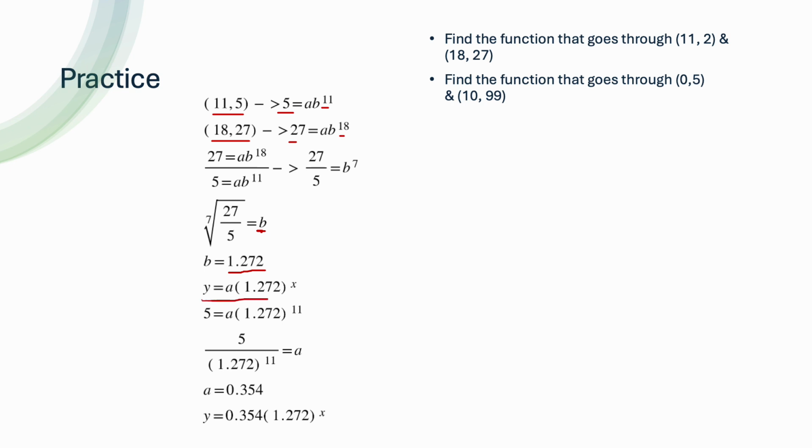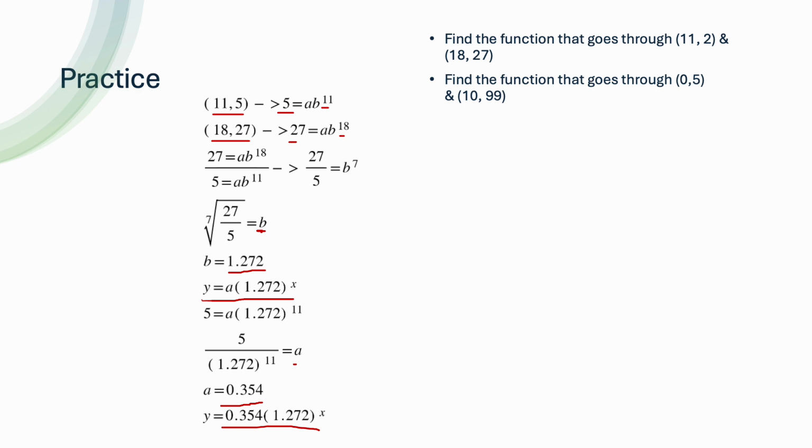And so we can plug that back into our original equation, y equals a times 1.272 to the x. And then let's plug in our smaller point, 11, 5. So we get 5 equals a times 1.272 to the 11th power. And now let's just divide to isolate a, and we get about a is equal to 0.354, so we get this final equation. And again, if you've got a different answer, that's fine. Go back through. Usually it'll just be some small calculator error, but if you can try to figure out where you got it wrong, or where you kind of derailed, that's great.